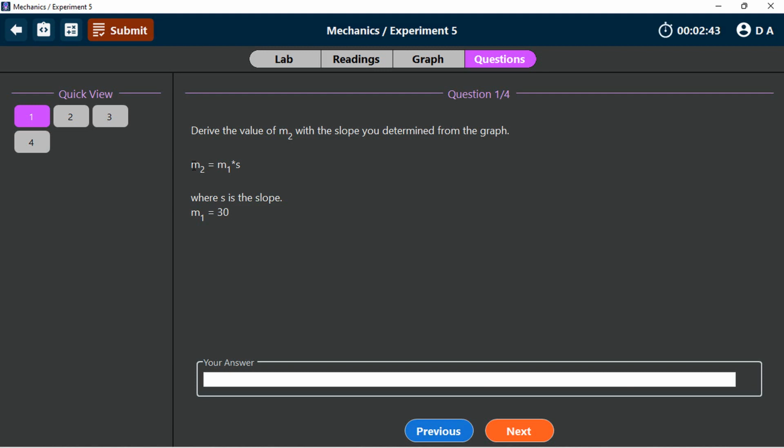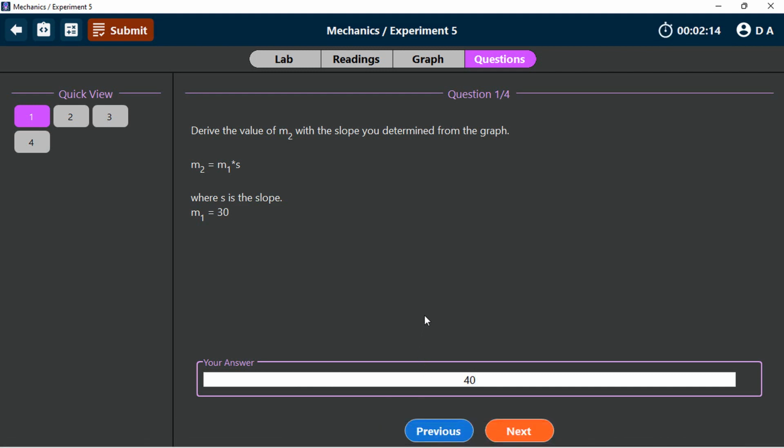In this case, the question is, what is the value of M2, given that M1 is 30, which is the known mass? So we have to multiply the slope by 30. If you multiply 1.333, which is like 4 over 3, times 30, that will give you 40. So M2 is roughly 40 if you do the calculation.